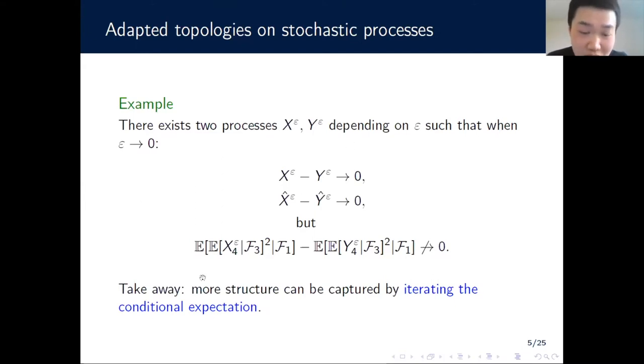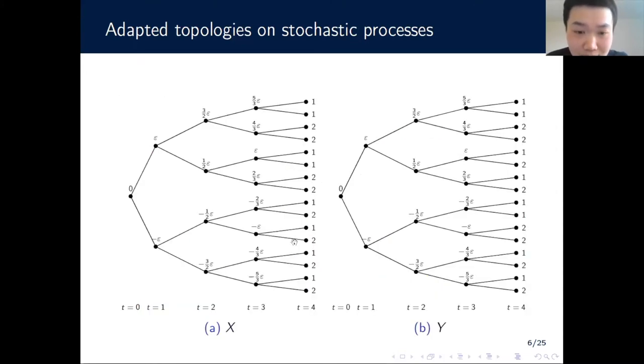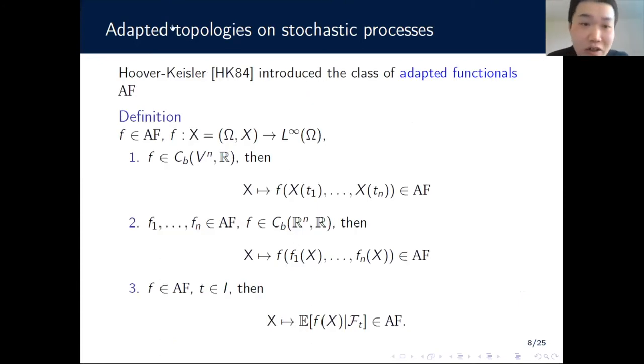This example also tells us that more structure about the underlying information evolution or filtrations can be captured by iterating the conditional expectations. Okay. So using this idea, Hou and Kessler introduced the so-called adapted topologies, which can be used to characterize the full information structure of stochastic processes. First, they introduced the so-called adapted functionals or conditional functionals, which are constructed by repeating these three steps. More precisely, adapted functionals are mappings which send an adapted process to a bounded random variable such that they contain continuous functions of marginals of X, and they are stable under continuous compositions, and they are stable under taking conditional expectations.